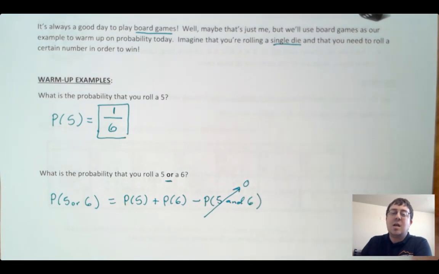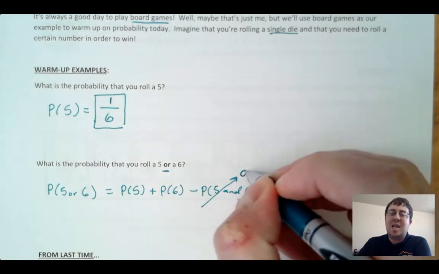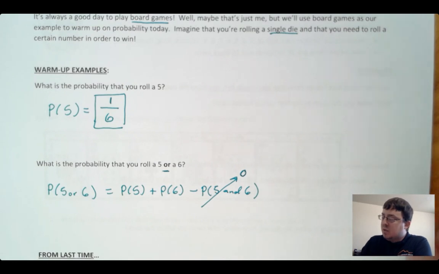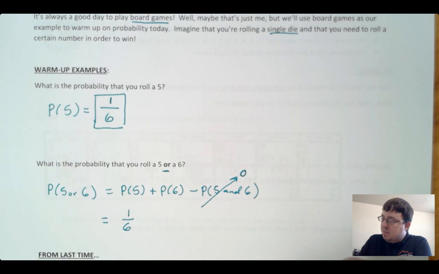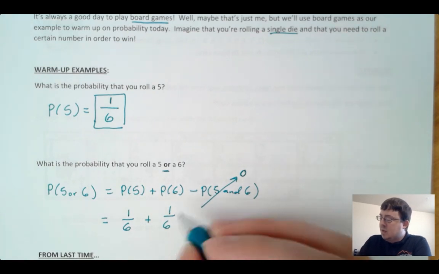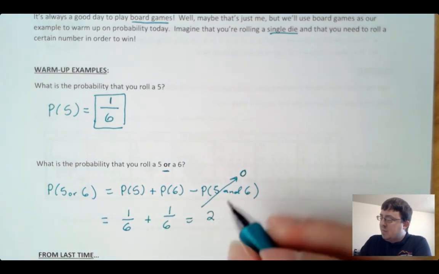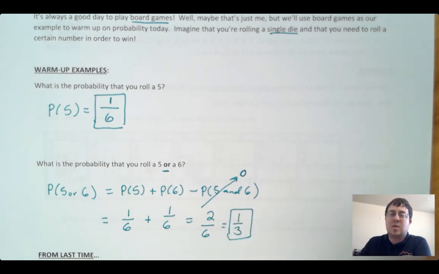So these are mutually exclusive events, so I don't get any overlap here. So I really just need the probability of rolling a 5 plus the probability of rolling a 6. I already have the probability of rolling a 5 from above, that's 1 out of 6, plus the probability of rolling a 6, well, that's also 1 out of 6. There's one 6 on the die, there's 6 total numbers on the die. So that's 2/6 or 1/3 to get those, either a 5 or a 6. Should be pretty simple.